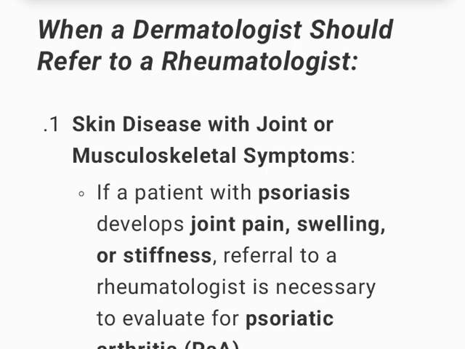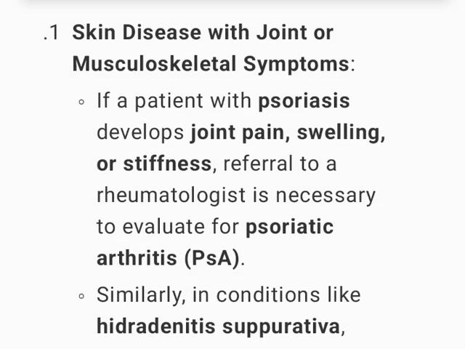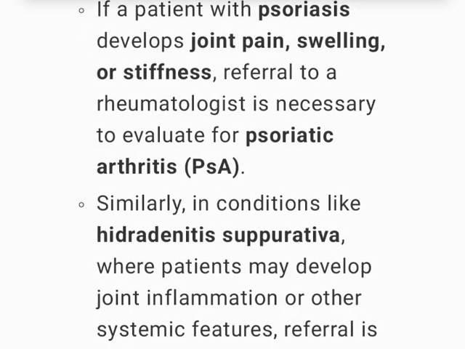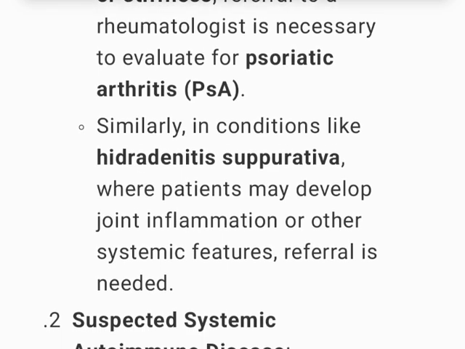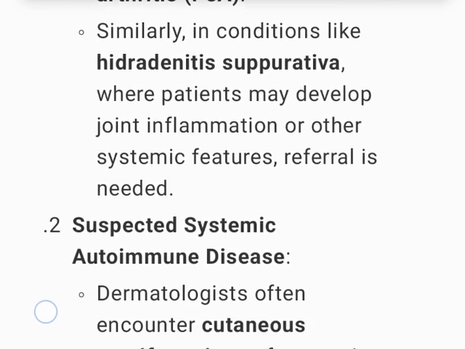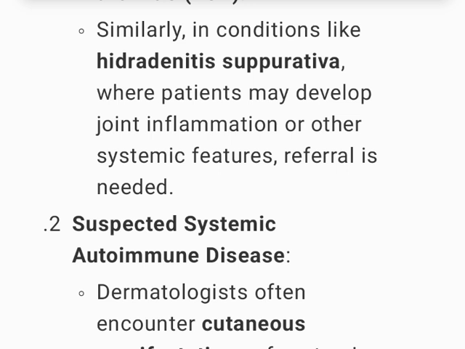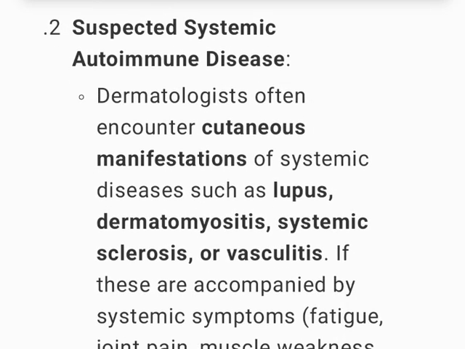When a dermatologist should refer to a rheumatologist. 1. Skin disease with joint or musculoskeletal symptoms. If a patient with psoriasis develops joint pain, swelling, or stiffness, referral to a rheumatologist is necessary to evaluate for psoriatic arthritis, PsA. Similarly, in conditions like hidradenitis suppurativa, where patients may develop joint inflammation or other systemic features, referral is needed. 2. Suspected systemic autoimmune disease.